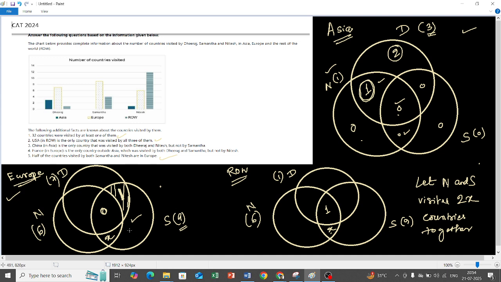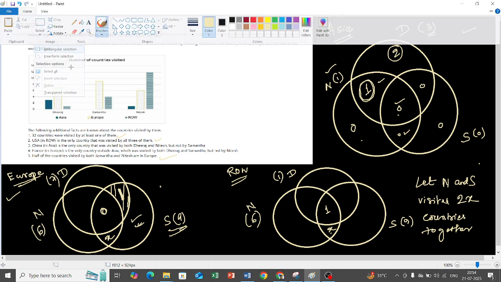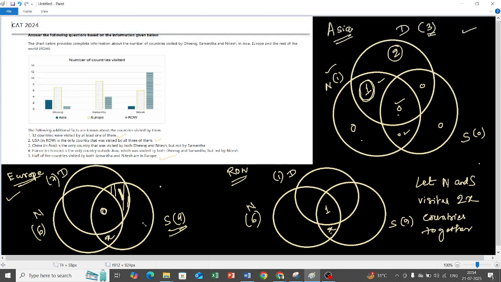Can you tell me what will be this value? Total number of countries visited by Samantha is 9. 1 has been put over here, 0 has been put over here, X has been put over here. So what is going to be this value here? 8 minus X. Right. Did everybody understand why it is going to be 8 minus X?